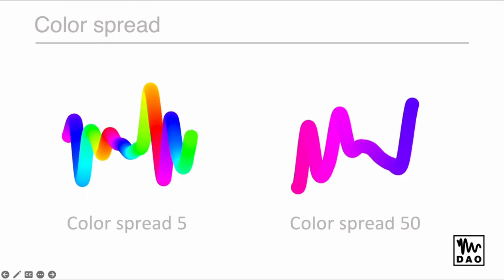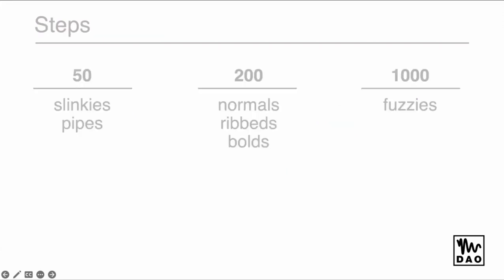The second characteristic, the color spread, goes from 5 to 50 and is the distance between colors. So the shorter the distance, the more rapidly those colors are going to change. And for colorful squiggles, we want low color spreads, low distance between colors, and the opposite for monochromatic squiggles, as you can see. And finally, the third characteristic, the steps, those are type dependent.